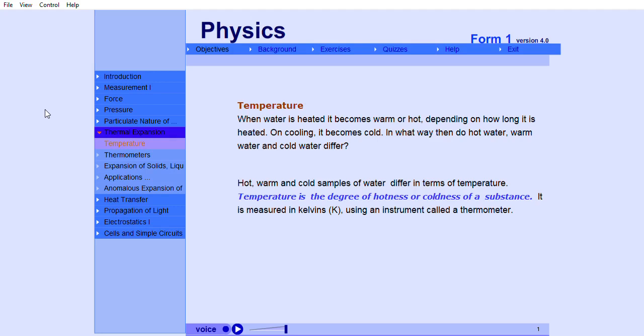Temperature is the degree of hotness or coldness of a substance. It is measured in kelvins, K. It is measured using an instrument called a thermometer.